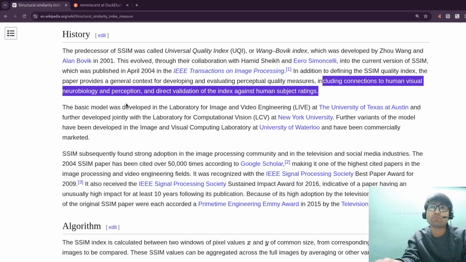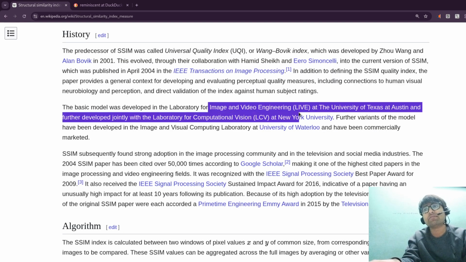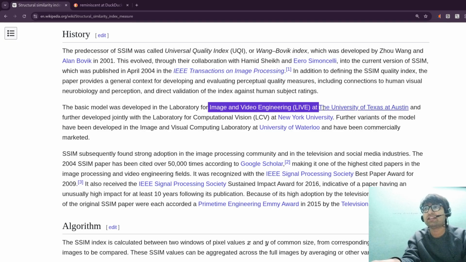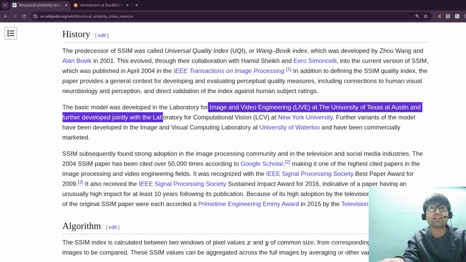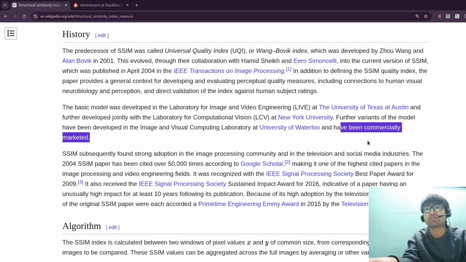The basic model was developed in the Laboratory for Image and Video Engineering at the University of Texas at Austin and further developed jointly with the Laboratory for Computational Vision at New York University. Further variants of the model have been developed in the Image and Visual Computing Laboratory at the University of Waterloo and have been commercially marketed.